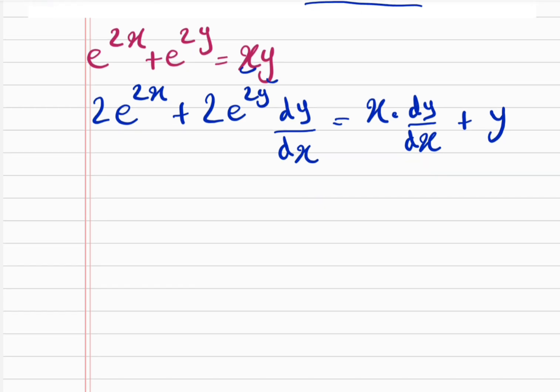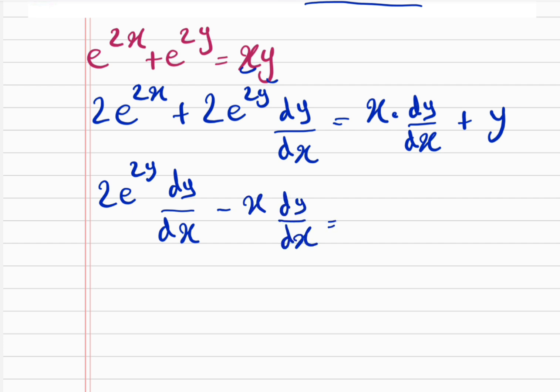Okay, at this point, we need to have all the dy by dx terms on one side and everything else on the other side, so we can write dy by dx in terms of x and y. So I'm going to keep 2e to the power of 2y dy by dx on the left hand side, and then I'm going to take away x dy by dx from both sides, so that I have this dy by dx on the left hand side, and then move everything else to the right hand side. So we don't want to have 2e to the 2x on the left hand side, so it's going to be minus 2e to the 2x plus y.